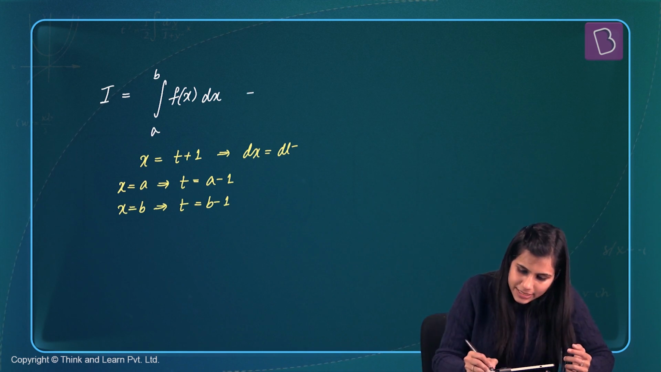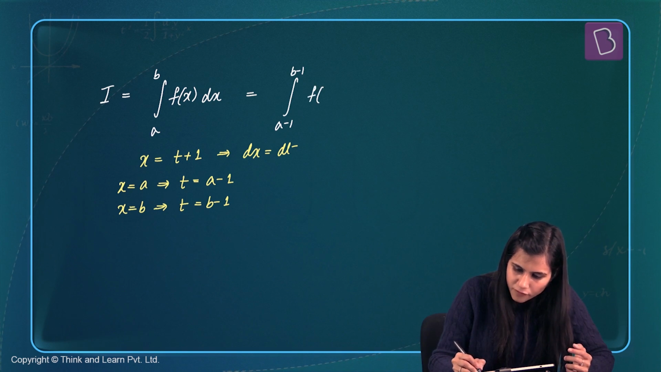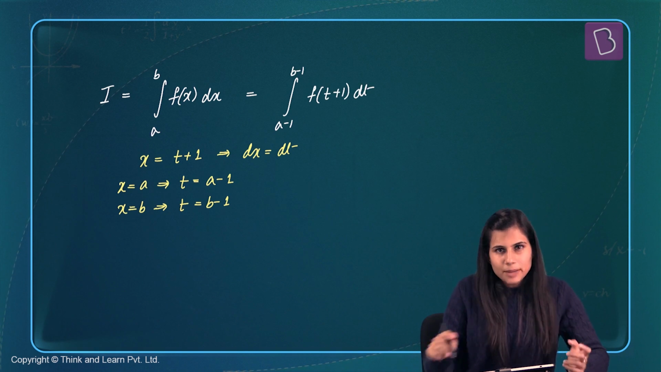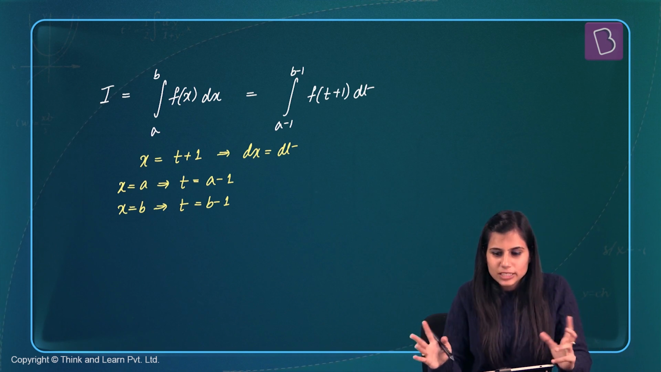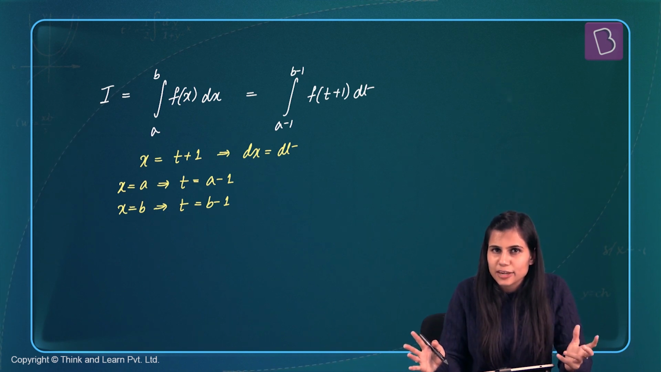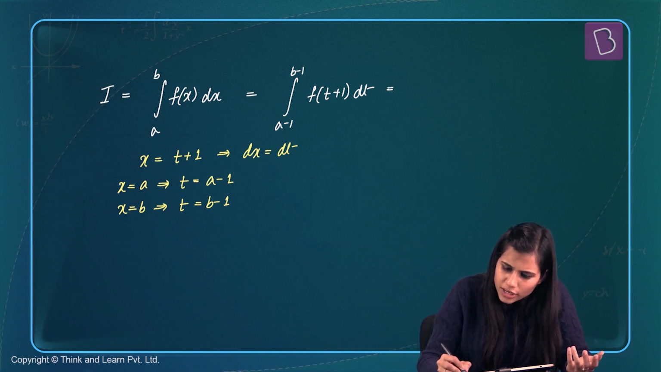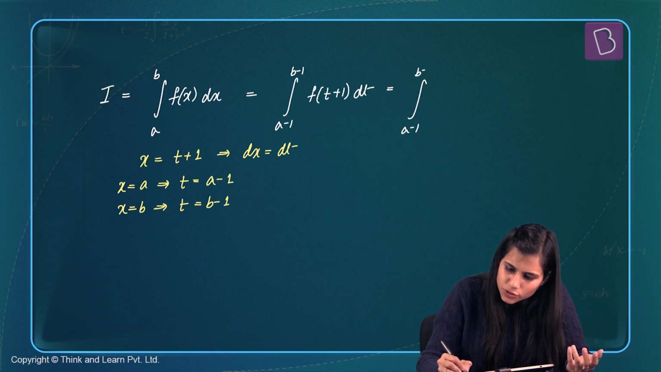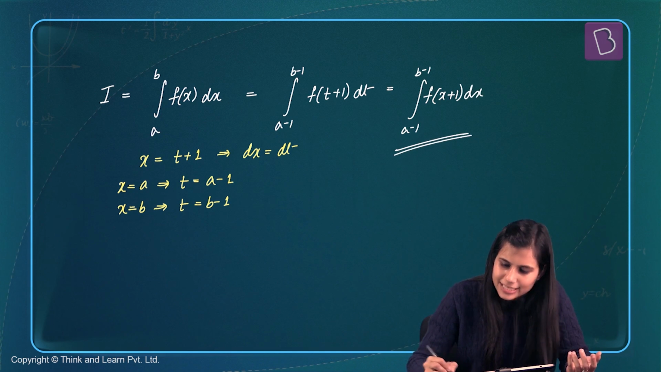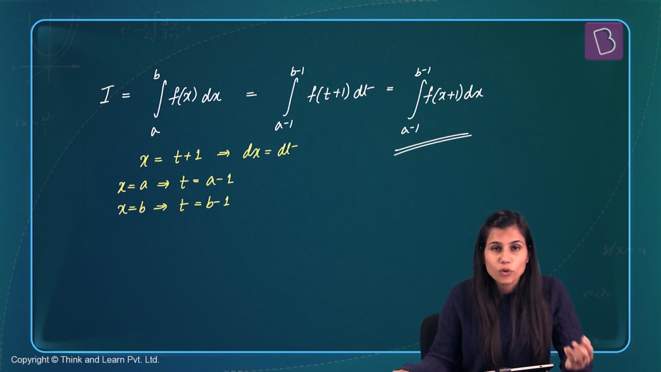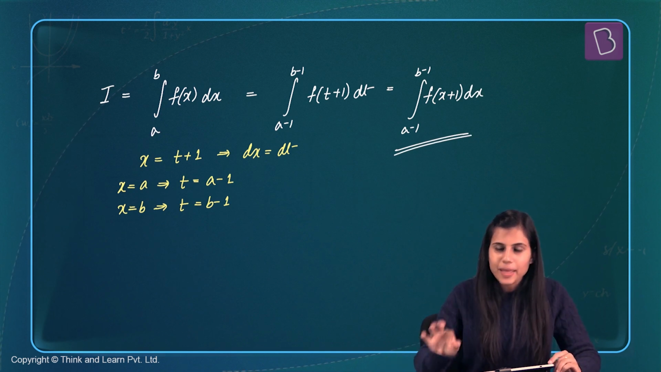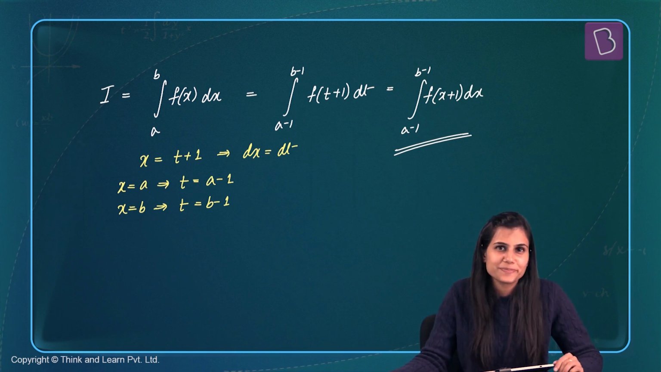So the exact same integral gets converted to integral a minus 1 to b minus 1 f of t plus 1 dt. Somehow this is matching with the fourth option, just if I replace t with x. Can I do that? Of course, x and t are dummy variables. You can write this as integral a minus 1 to b minus 1 f of x plus 1 dx, and that is sitting as option number 4, the last option, and that completes this question.